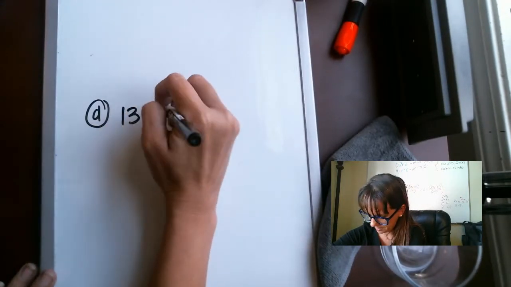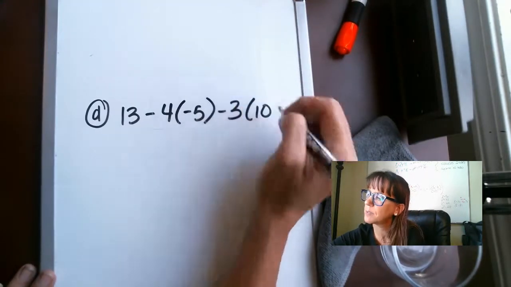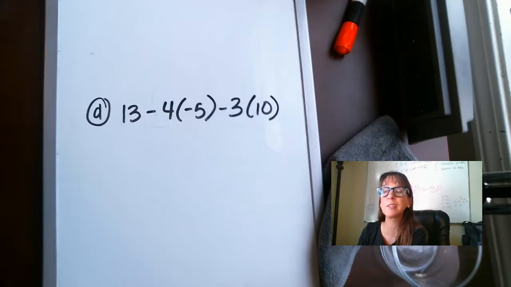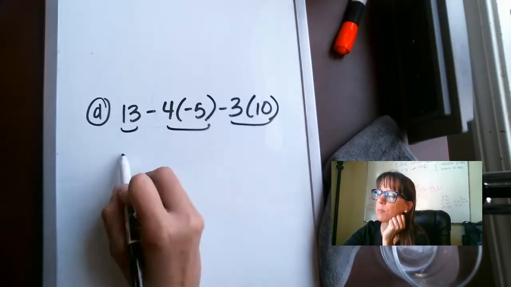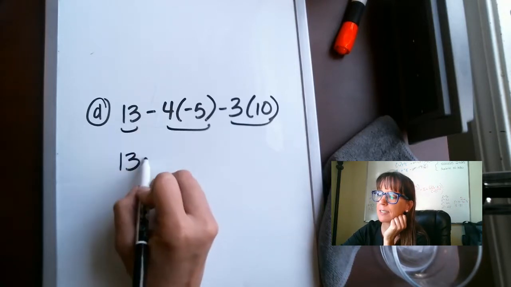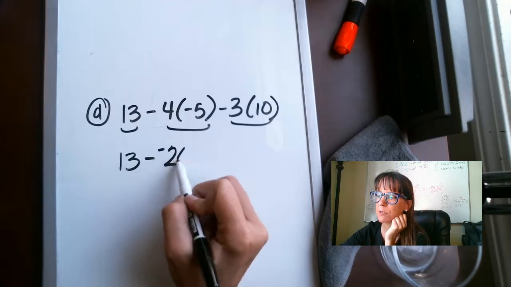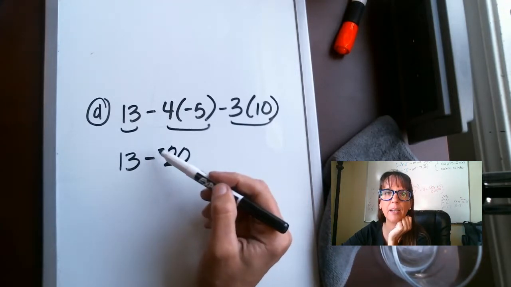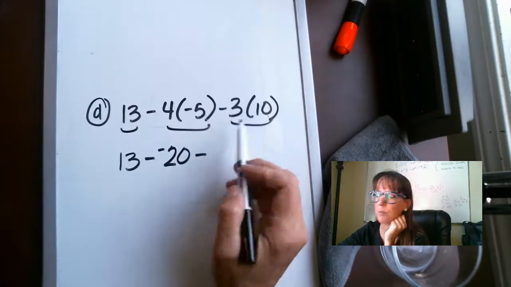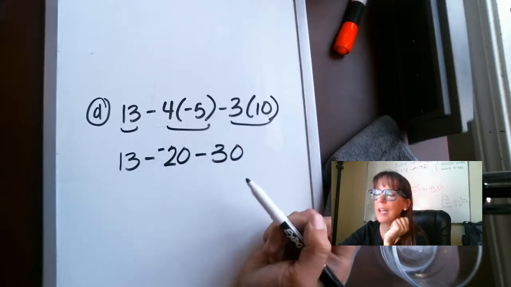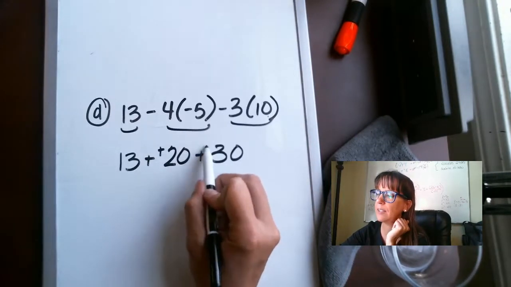All right, so last one, letter D. 13 minus 4 times negative 5 minus 3 times 10. Oh, forgot a parenthesis there. All right, so we have 3 chunks here. 1, 2, and 3. We go ahead and bring 13 down, bring our minus sign. 4 times negative 5 is going to be negative 20. Again, look at my negative sign is very different from my subtraction sign. Minus 3 times 10, which will give us 30. Now we add the opposite, add the opposite, add the opposite.